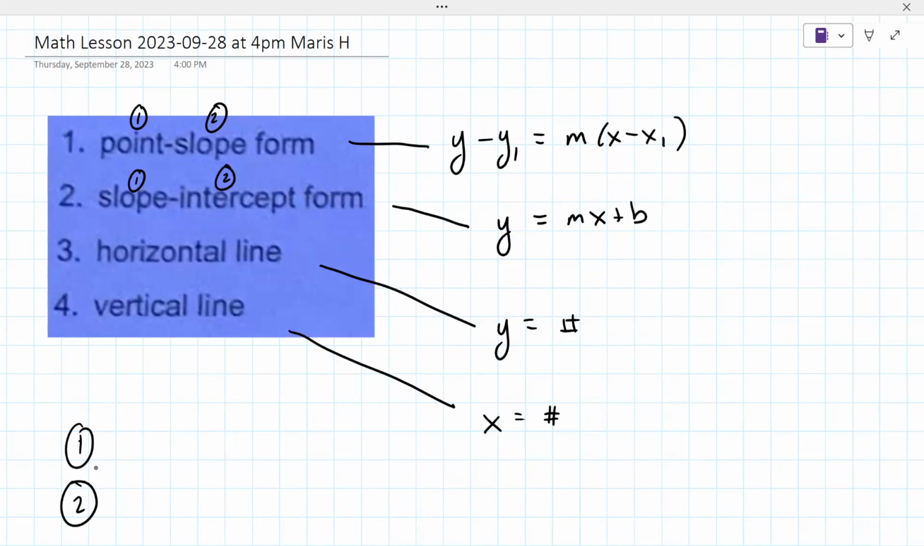Number 2 is B. Agreed? Which means that number 1 must be D. Yeah.